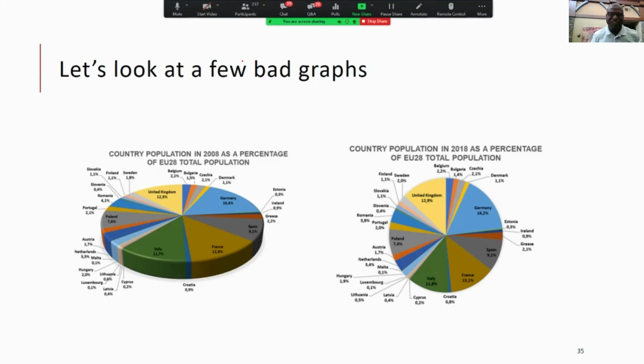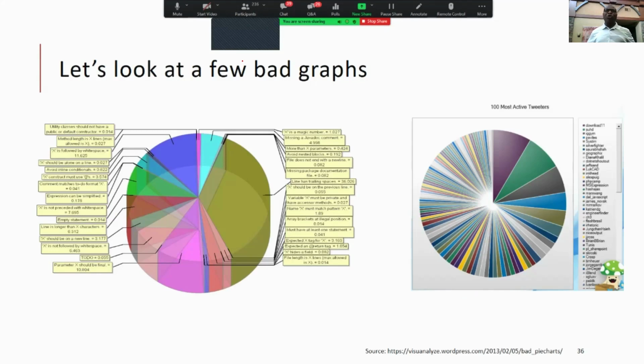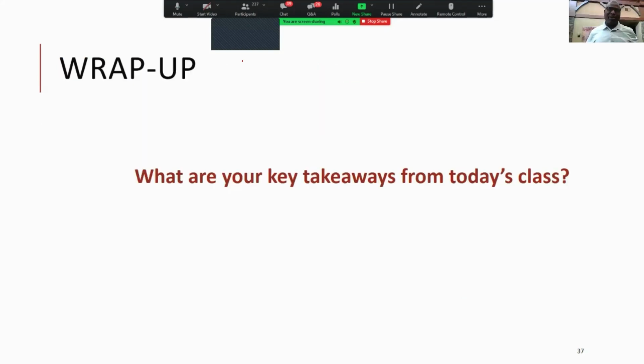conveys any real information. There are just so many colors. I think we've had enough of these graphs. So I think right now you get the idea. You know, your histograms and bar charts should be your fallback options. Almost always they would work for you.